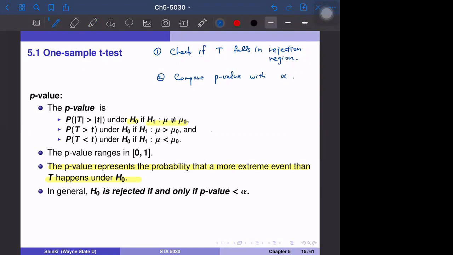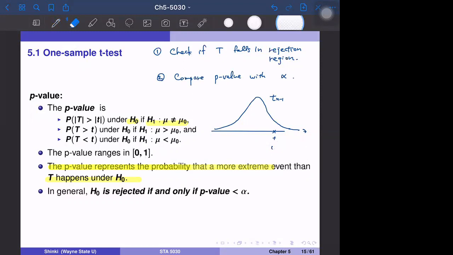Then suppose our test statistic is t, lowercase t, okay? And we have the distribution of the test statistic, t sub n minus 1. And suppose we observe the t here. Then this is our observation, our test statistic from the sample.